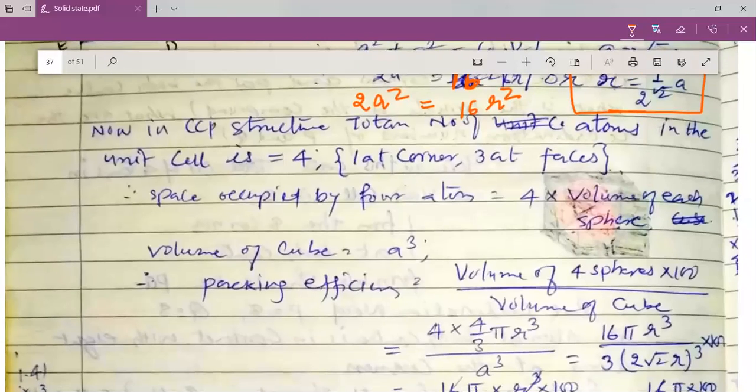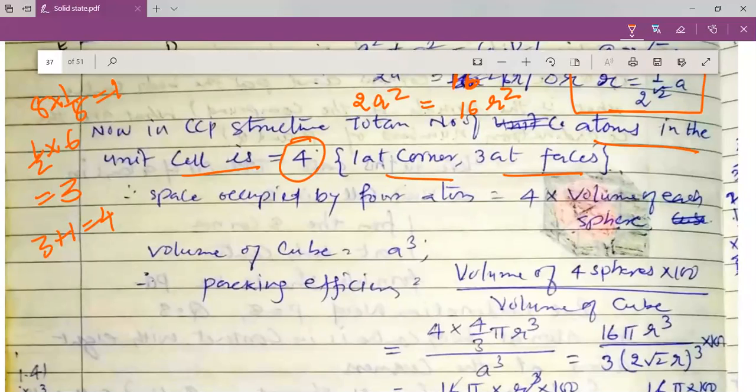Now, my dear students, in CCP structure, the total number of atoms in the unit cell is equal to 4. We know that 8 at corners, 8 into 1 by 8, is equal to 1 at corners, and at 6 faces 1 by 2, that is equal to 3. Therefore 3 plus 1 is equal to 4 atoms per unit cell present in a face-centered unit cell: 1 at corner and 3 at faces.